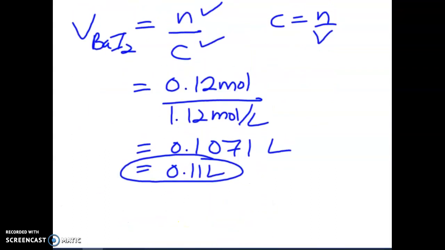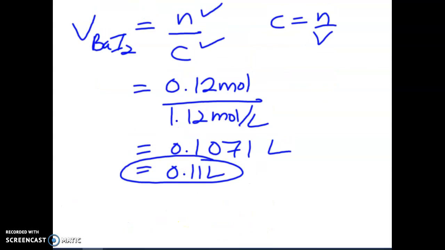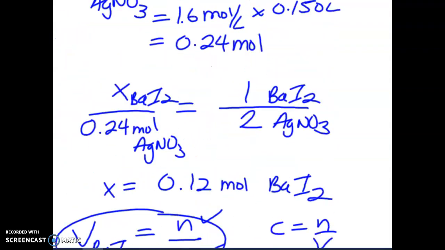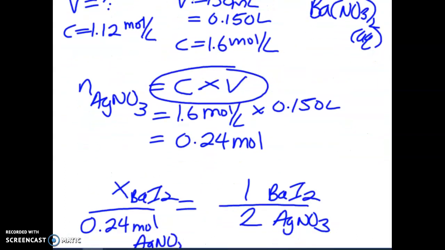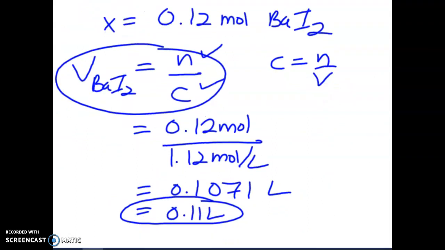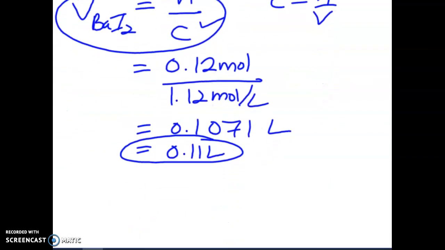Okay, so the stoichiometry is literally the same. It's just that we're using a different formula to solve for moles, right? In this case, we're using C times V. And in this case, they're asking us to solve for volume. But the steps to get the moles, use the mole ratio, and solve for it at the end are exactly the same.